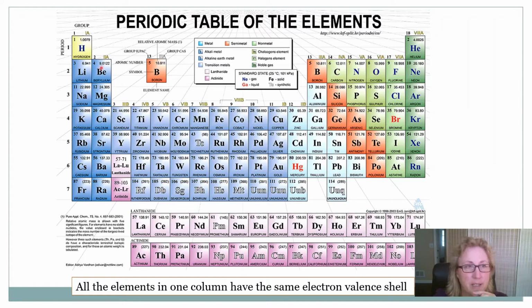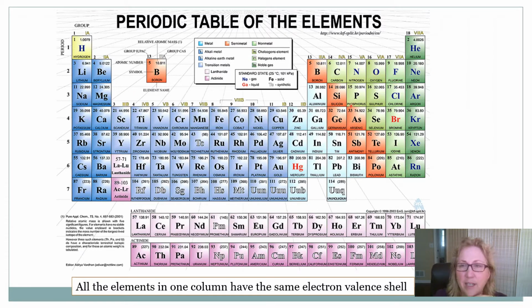And so we can see here the first 2 elements. Hydrogen has 1 in that outermost shell. Helium has 2. First shell's full. This column here is all the noble gases. The next shell holds 8. Lithium has 1 in that outermost shell. Beryllium 2, boron 3, carbon 4, nitrogen 5, oxygen 6, fluorine 7, neon 8, shell's full, noble gas, and so on.